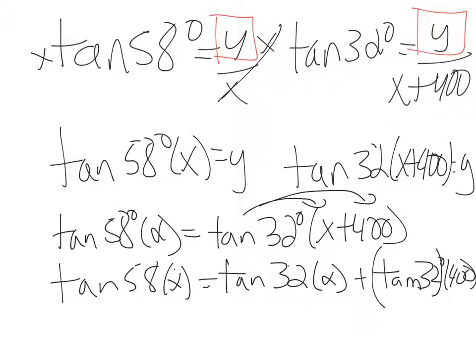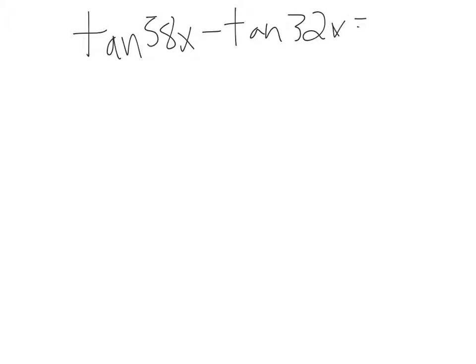I'm going to subtract this onto the other side because I still need to get my x's together. And I need more room. I'm going to go into another slide here. Oh, it's still recording. The tan of 58x minus the tan of 32x equals 400 times the tan of 32.